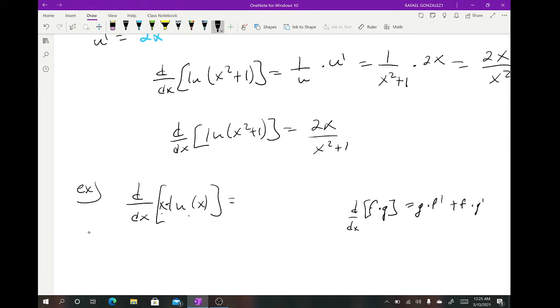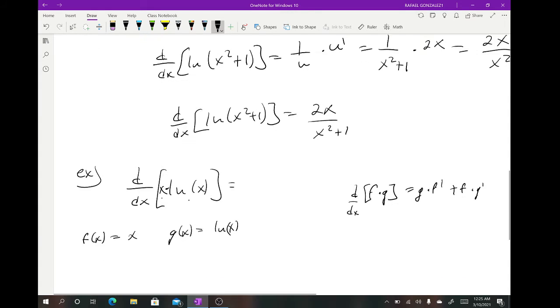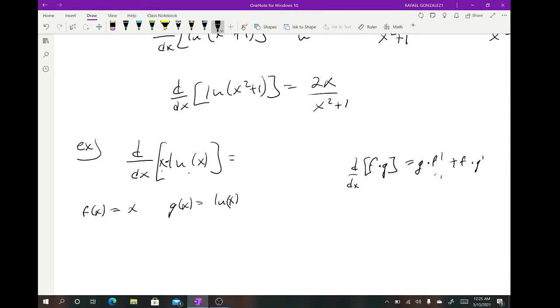So let's get our f's and g's. Let me say f of x is equal to x. Let's say g of x is equal to ln of x, because I have to use the product rule. Well, what is the derivative of f? Simply 1, because the derivative of x is 1.